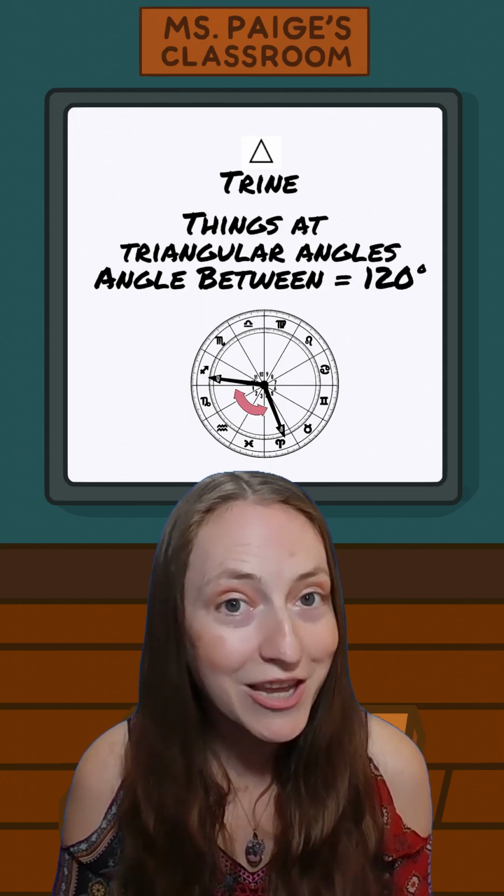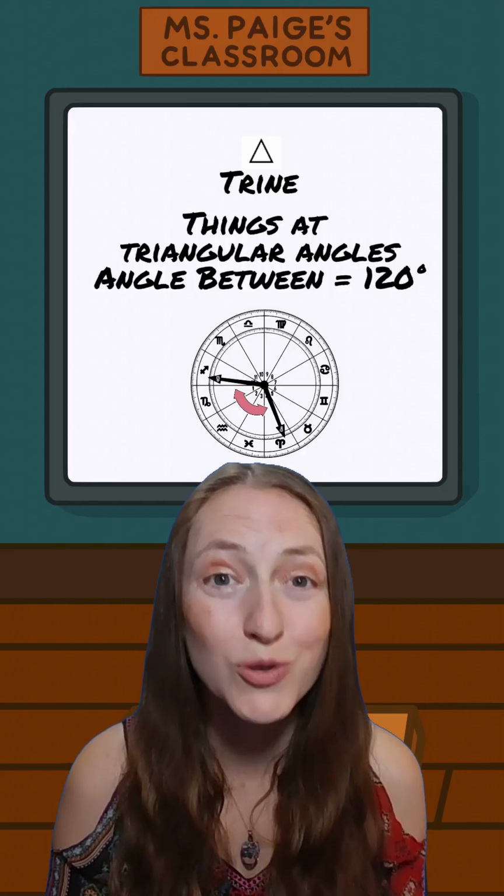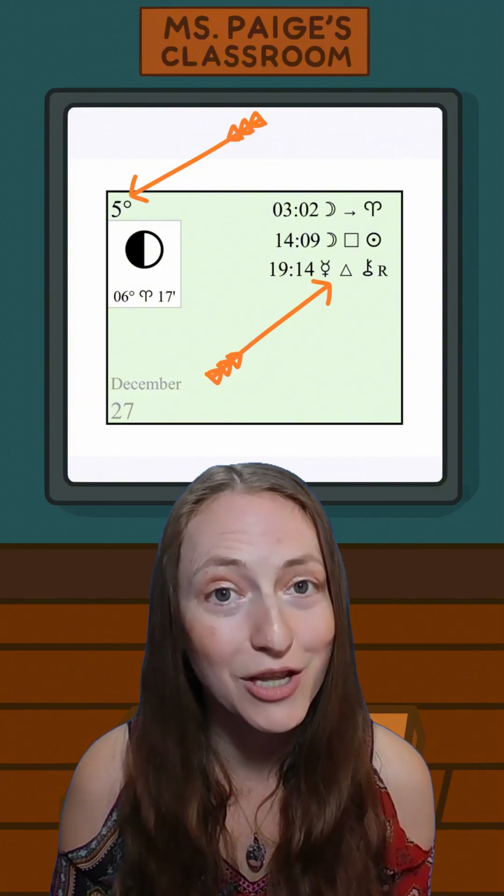A trine occurs when things are at a triangular angle to each other with 120 degrees between them. This is Mercury trine Chiron retrograde at 1914 Eastern Time on Capricorn 5th. And here's how it's notated on the astrolendar.